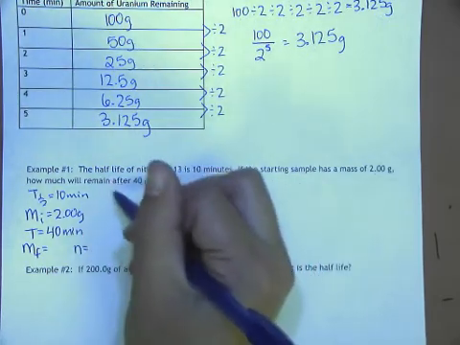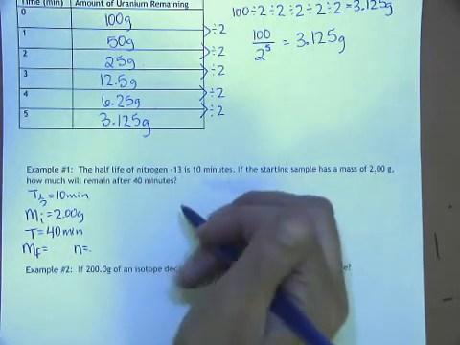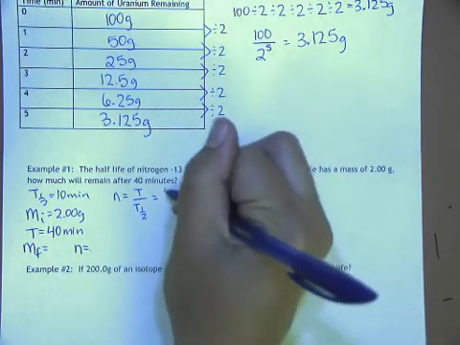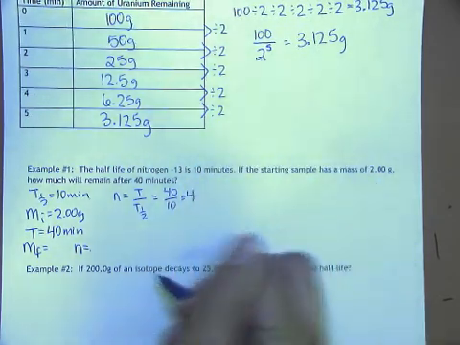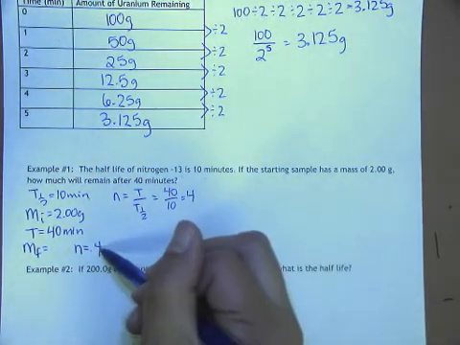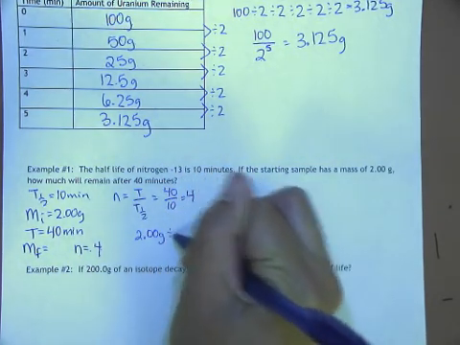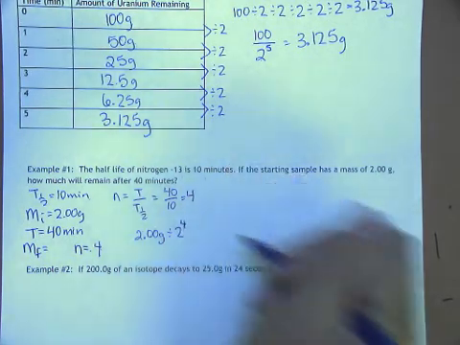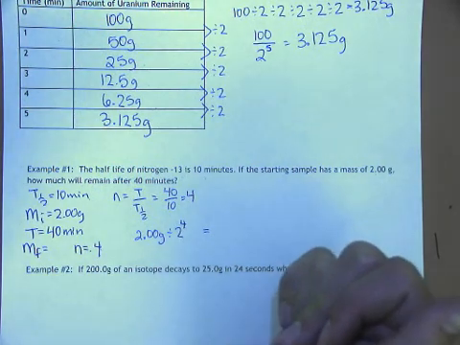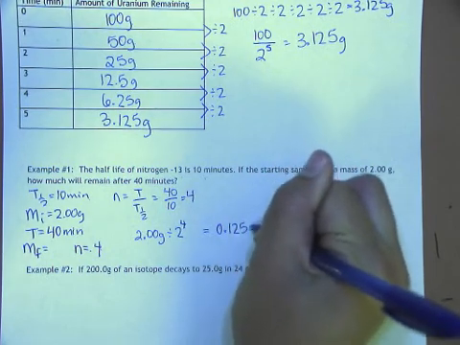If my total time was 40 minutes, and it took 10 minutes for a half-life to occur, my number of half-lives is going to be my total time divided by the time of a half-life. So that is 40 divided by 10, 4 half-lives. That means my sample of 2 grams was cut in half 4 times. So 2 divided by 2 is 1, divided by 2 is a half, divided by 2 is 0.25, divided by 2 is 0.125 grams.